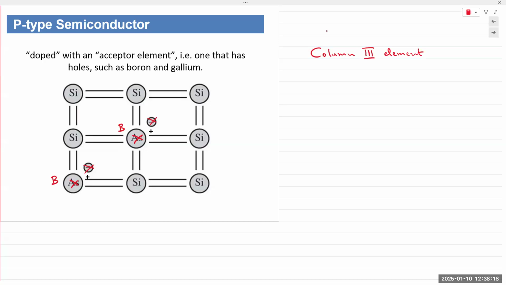So with boron, you have 3 electrons in the outermost orbit, the valence shell, and those 3 of them will bond with 3 neighboring silicon atoms, but 1 bond will be left open. Right? 1 bond will be left open. So there is a hole or an empty spot in there. And so that's a net positive charge in there. And so now we have created a P-type semiconductor.